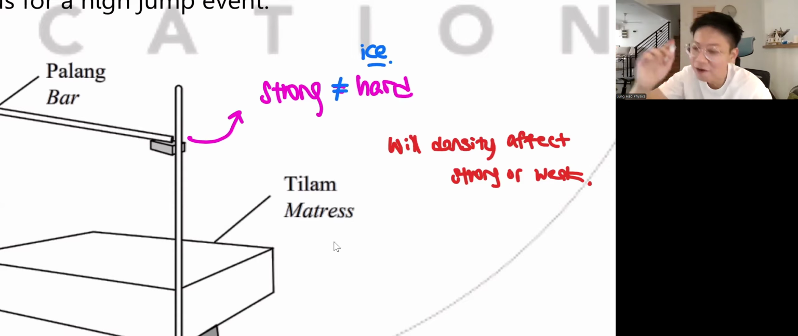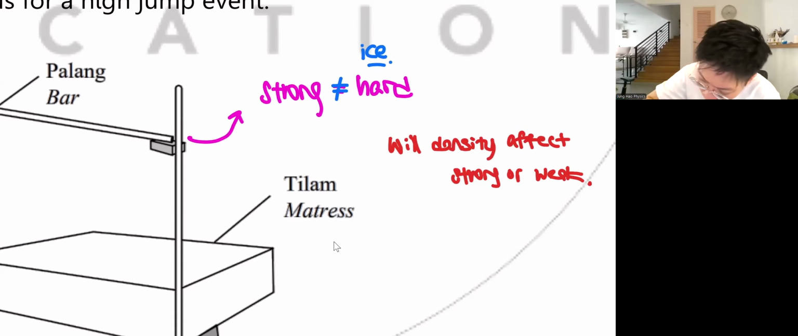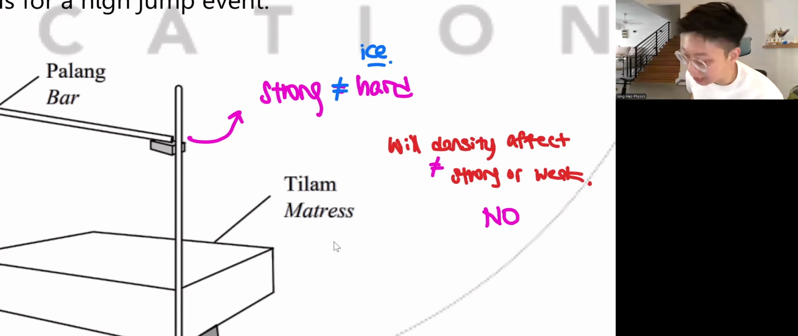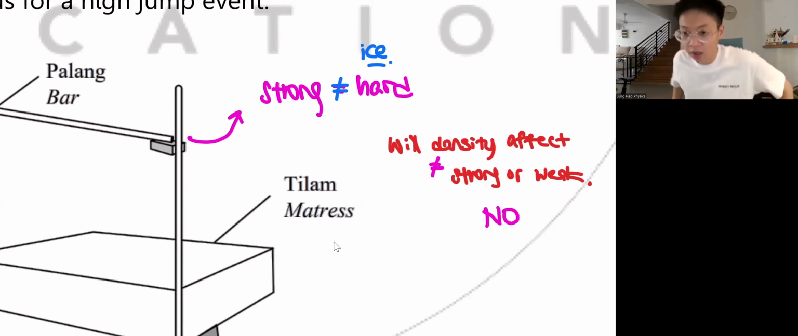Okay, guys, I tell you, who will say yes? People who say yes are people who always mentally translate into Mandarin. The answer is no. Density is also not related to strong or weak. So hard is just hard. Strong is just strong. Density is density. Technically, the three of them are not related at all.